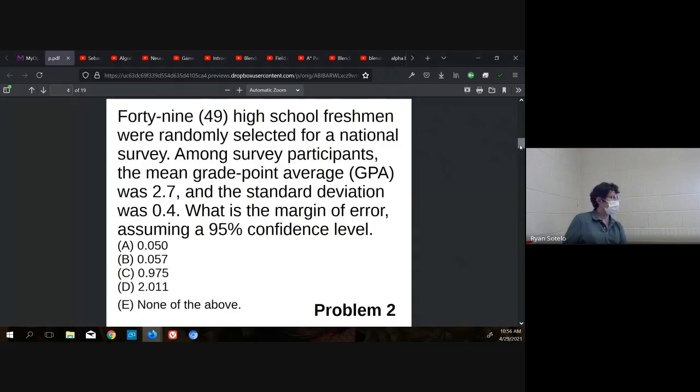Is N a random sample? I can't remember. N is your sample size. N is 150. N is sample size. And S of X is your standard deviation. Thank you, Jordan.